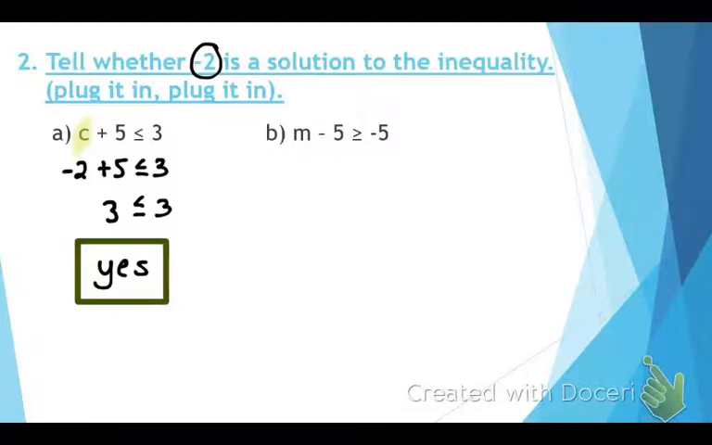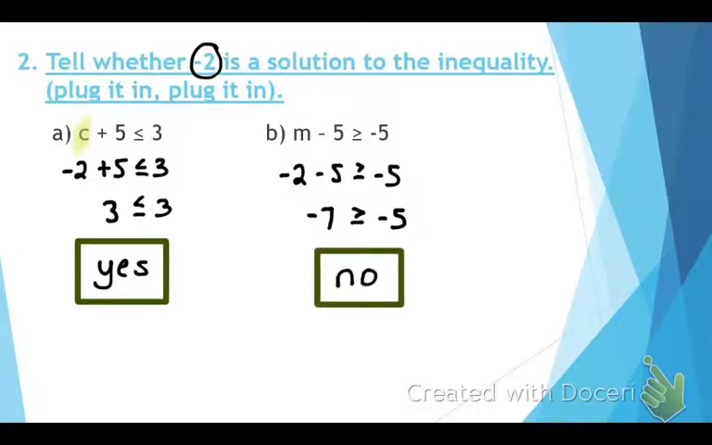All right, John, tell me what you did. I put in -2 for n, -5 is greater than or equal to -5, and then same sign add and keep, which is -7, and then drop down the sign -5. Is this a true statement? -7 is greater than or equal to -5? No, it is not. -7 is less than. So that tells me that is not a solution to that inequality.